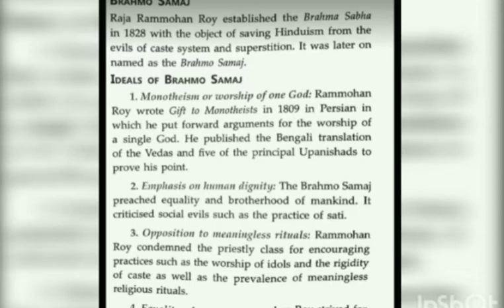Fourth ideal of Brahmo Samaj, equality of women. With the help of Lord William Bentinck, Raja Ram Mohan Roy abolished Sati Pratha, because a law was passed in 1829 to give a proper and strong position to women.